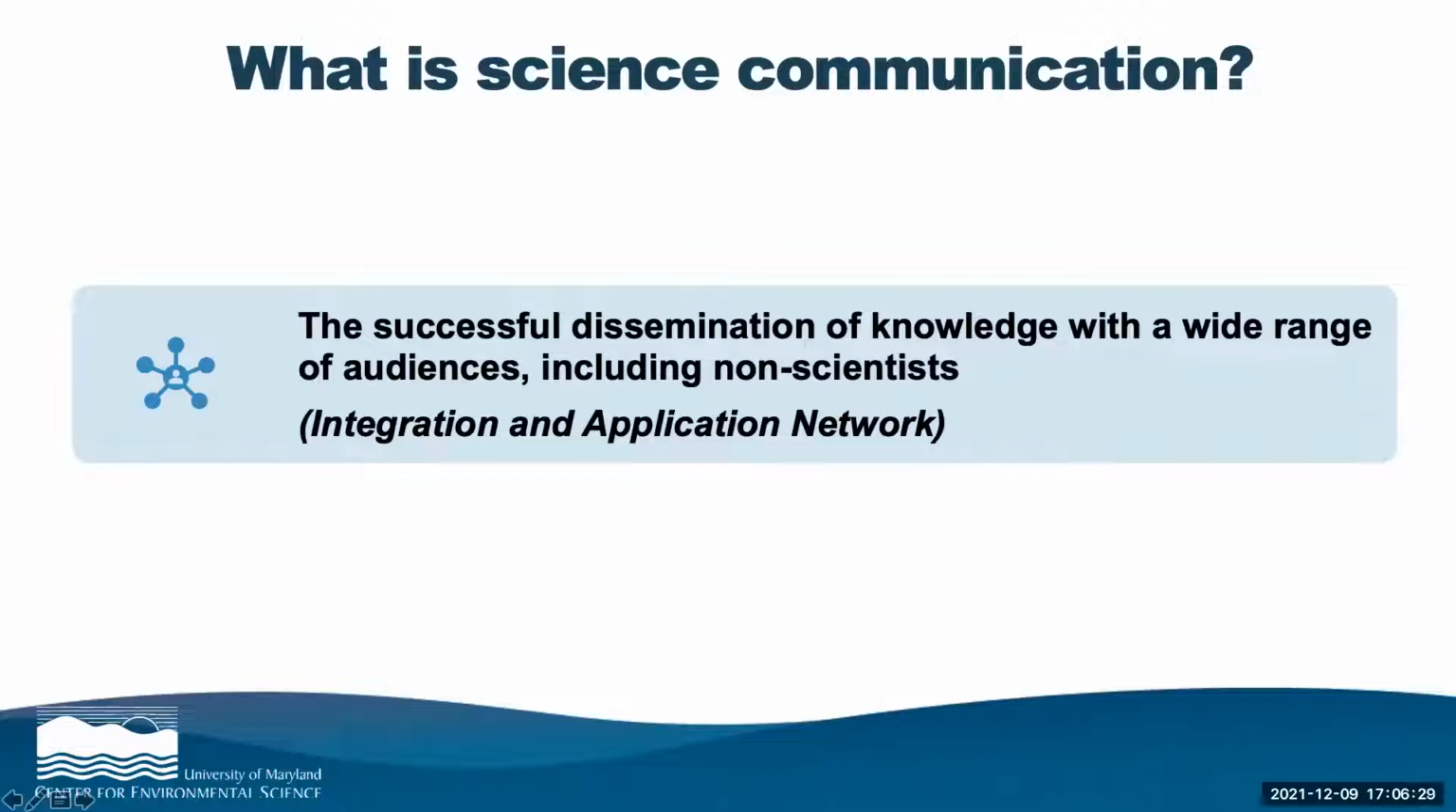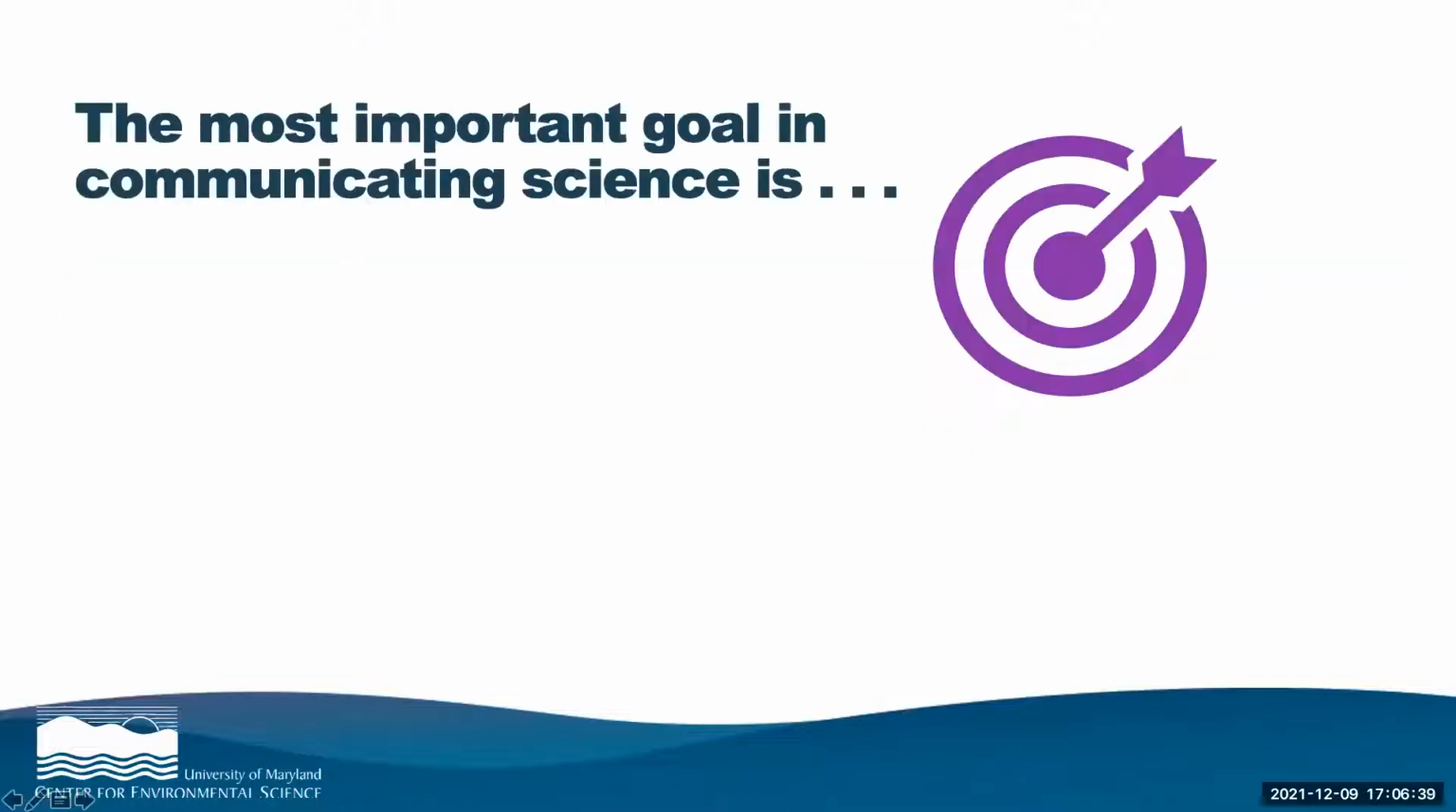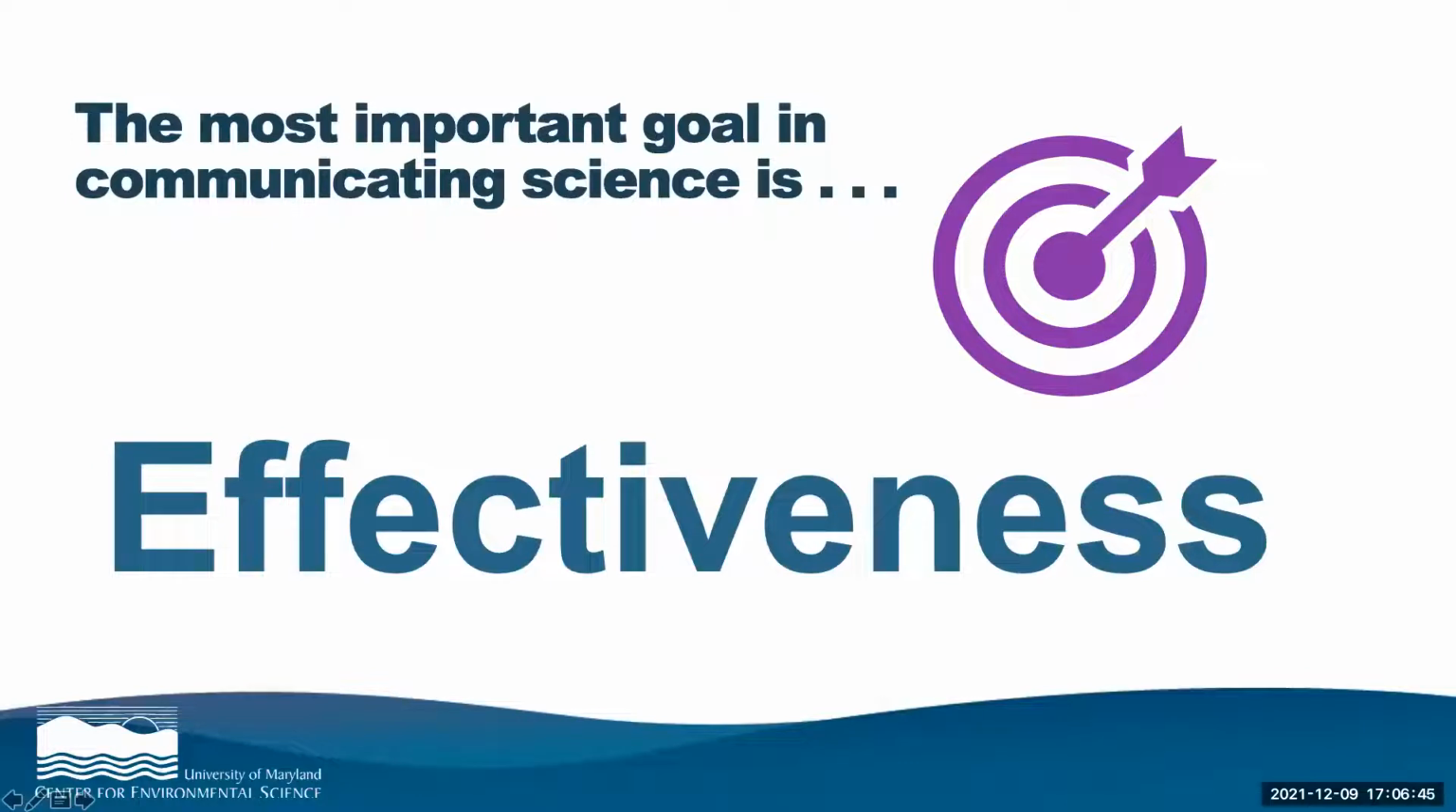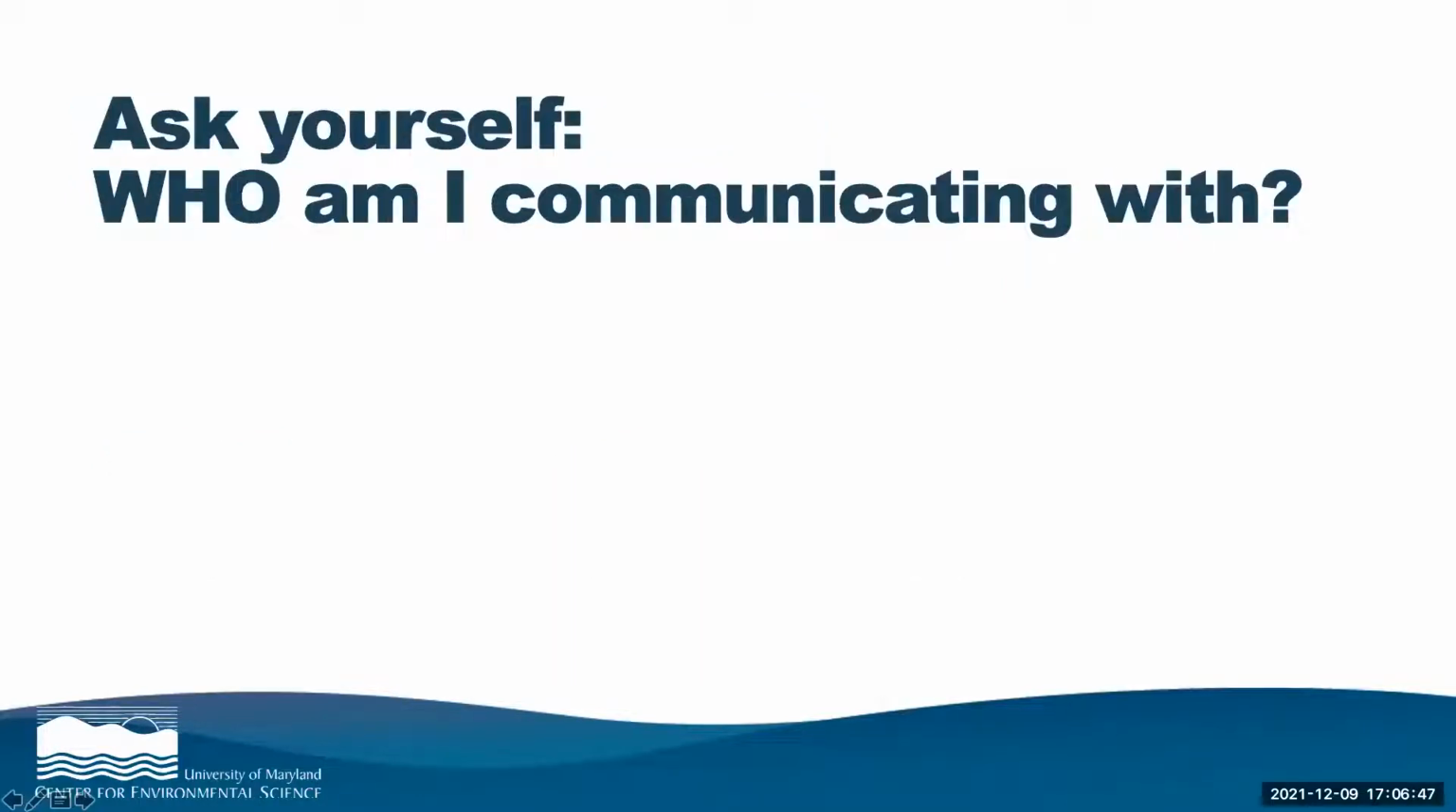At IAN, we have a more functional definition, which is simply the successful dissemination of knowledge to a wide range of audience. And the most important goal in communicating science is simply effectiveness. And to achieve this, we have to first ask ourselves, who are we communicating with? Who are our audience, our stakeholders? This is very important.